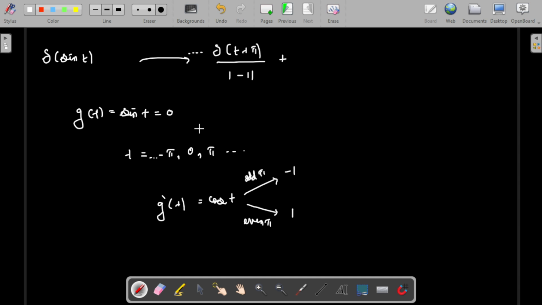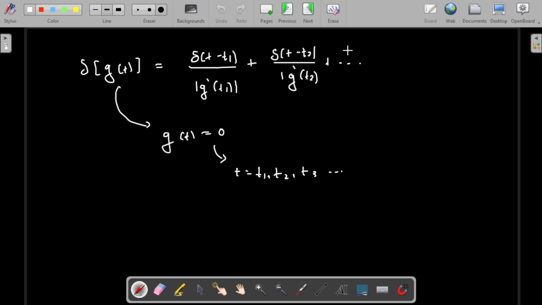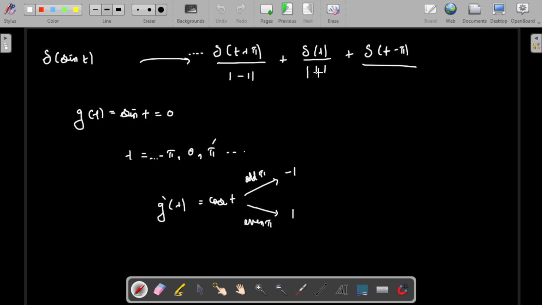So when t is equal to 0, this will be delta of t divided by cos 0, which is equal to 1. Plus 1, so we have to take the modulus also. If we take t equal to pi, then delta of t minus pi. I hope you guys are able to understand, right? We are just mimicking this equation. Divided by, this is also odd pi, so this will be minus pi. Like this it will go in this direction. This is how we can solve any function inside the impulse function.